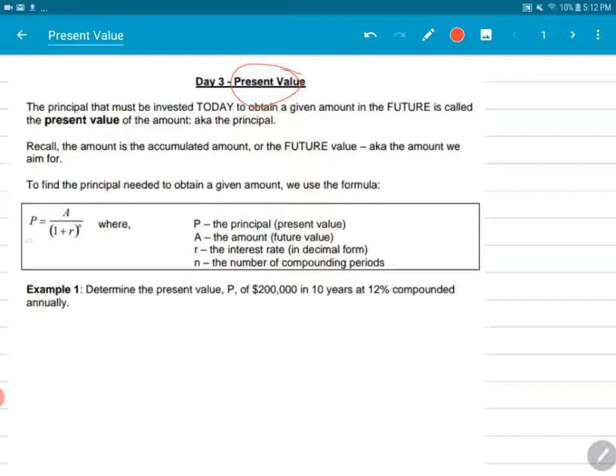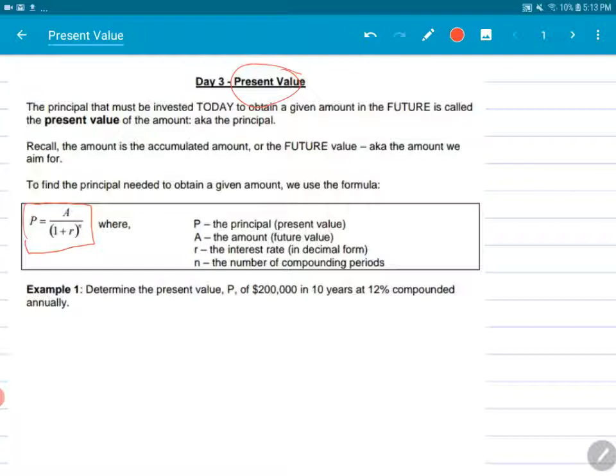So our formula here looks very similar. The letters are still the same as before with compound interest. A is the future amount, R is still the rate, N is still the time in years, and our principal is actually what we're trying to find. So it's the exact same equation, it's just now in the other order. Just rearrange a little bit. So we need to be dividing this time instead.